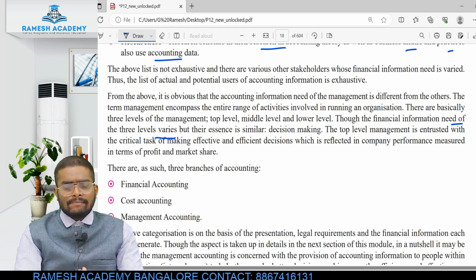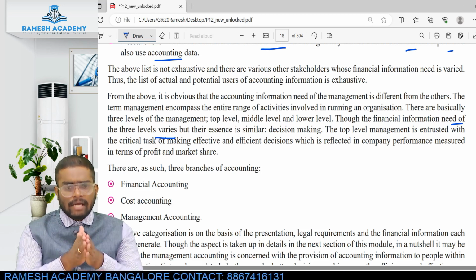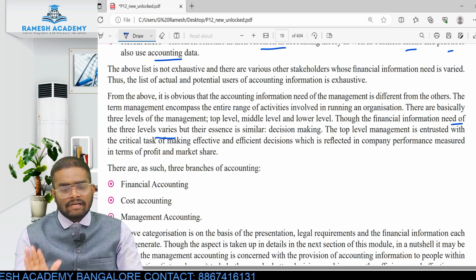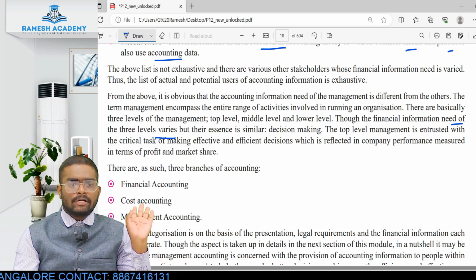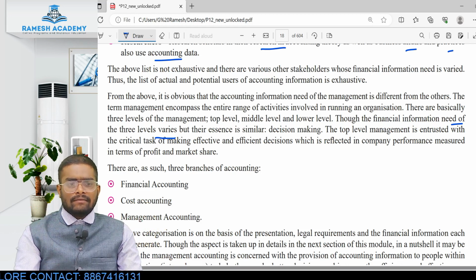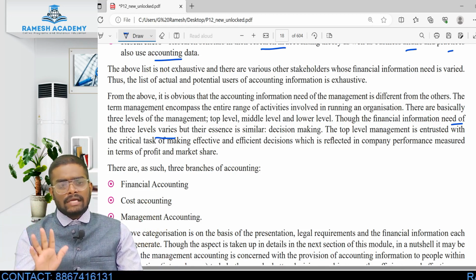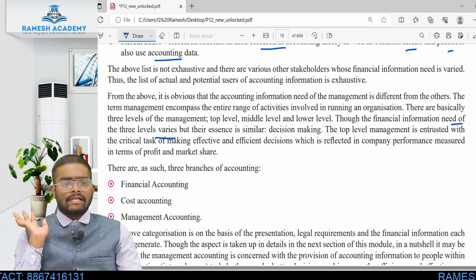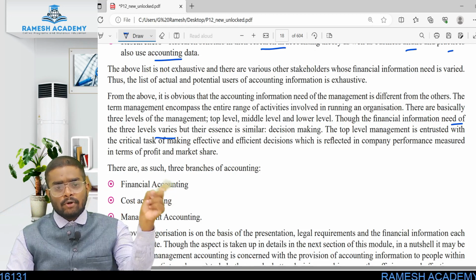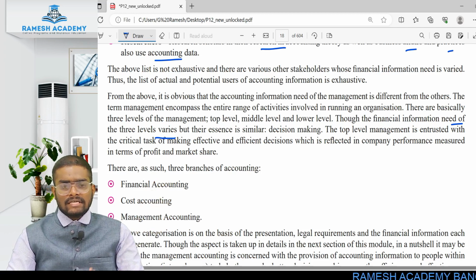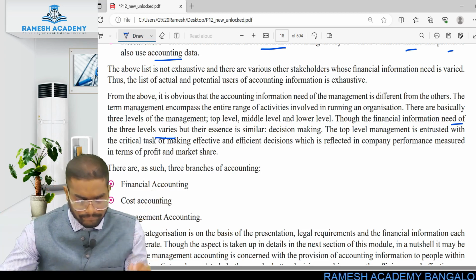Suppose the purchase department, their duty is nothing but to purchase at a lower cost but at a better quality. Sales department is to make more sales, so they are not concerned with production. Production department is only concerned with production. Sales department will tell that this customer has arrived, I want this much quantity of goods. That's it. It is the responsibility of the production department to produce the goods in time. The sales department is not concerned with the production.